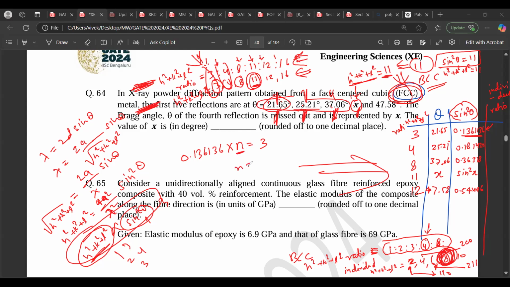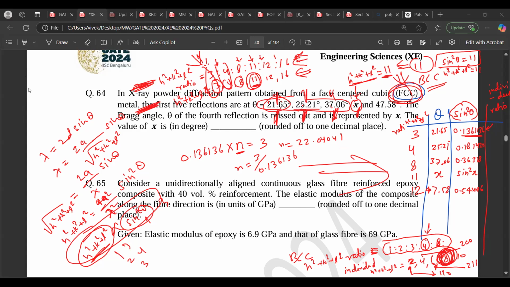How can you get n? I want to make it 3, so multiplied by how much do I get 3? Let's say n is the multiplication factor. So n equals 3 divided by 0.136136. I'll get the factor 22.04041. That means this is my n value. So if I multiply the first number by 22.046, it will become 3.